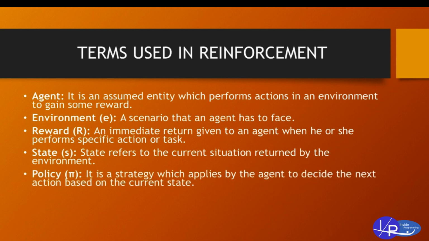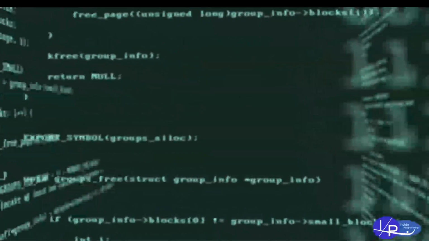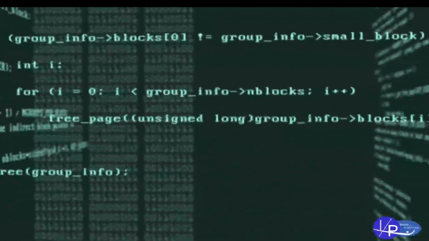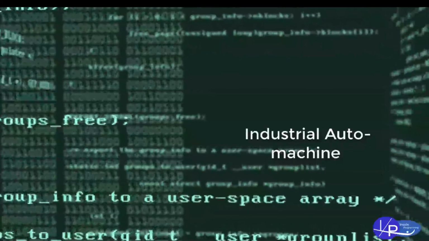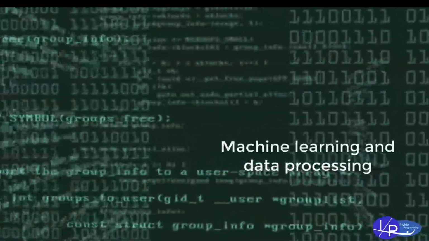Lastly, we have what we call policies. A policy is a strategy applied by the agent to decide the next action based on the current state. We also have what we call a value. It is the expected long-term return with a discount, as compared to the short-term reward. Here are the applications of reinforcement learning. We can apply reinforcement learning in robotics or industrial automation, business strategy planning, machine learning and data processing.